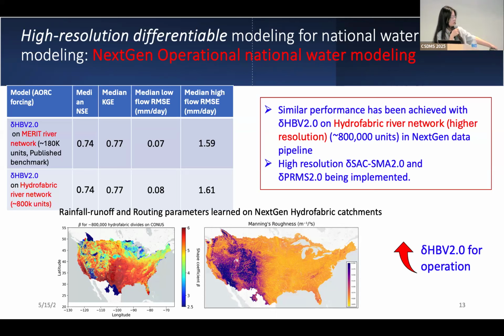The left one is a shape coefficient from the rainfall-runoff model HBV that is related to the infiltration process of the rainfall-runoff process. And the other one is a Manning coefficient from the routing model. Those are the patterns learned by the neural network from the big data.